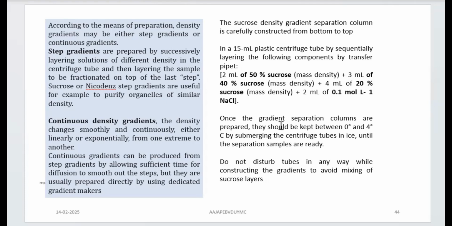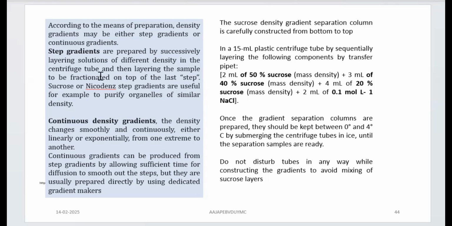So you layer 50% sucrose at the bottom. Then you layer 40% on top of that. On top of 40% sucrose, you layer 20% sucrose, and like that you can go on reducing up to 5% sucrose solution, which is going to be at the top. So you layer solutions of different concentrations one above the other. And the last step is at the top, which is the layer of solution which is less dense.